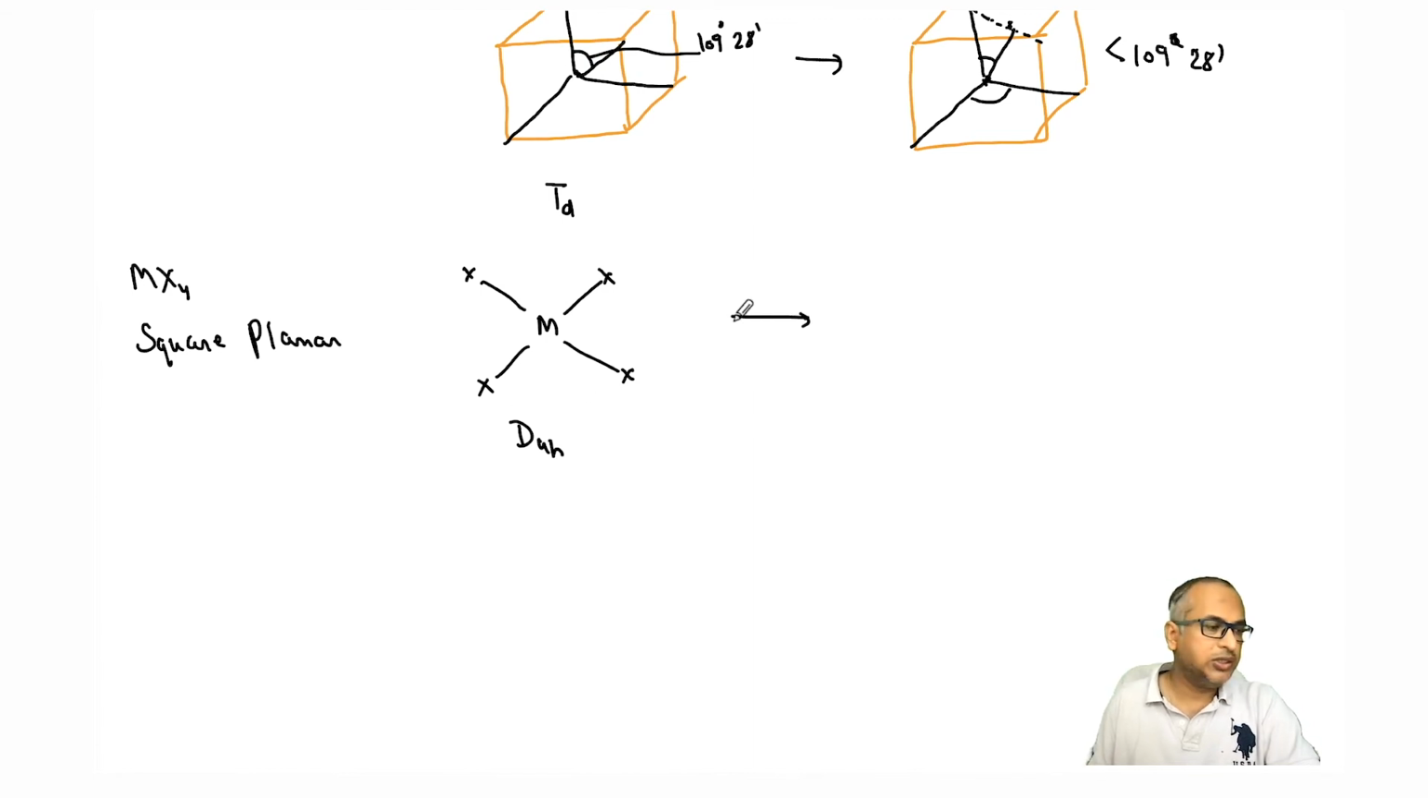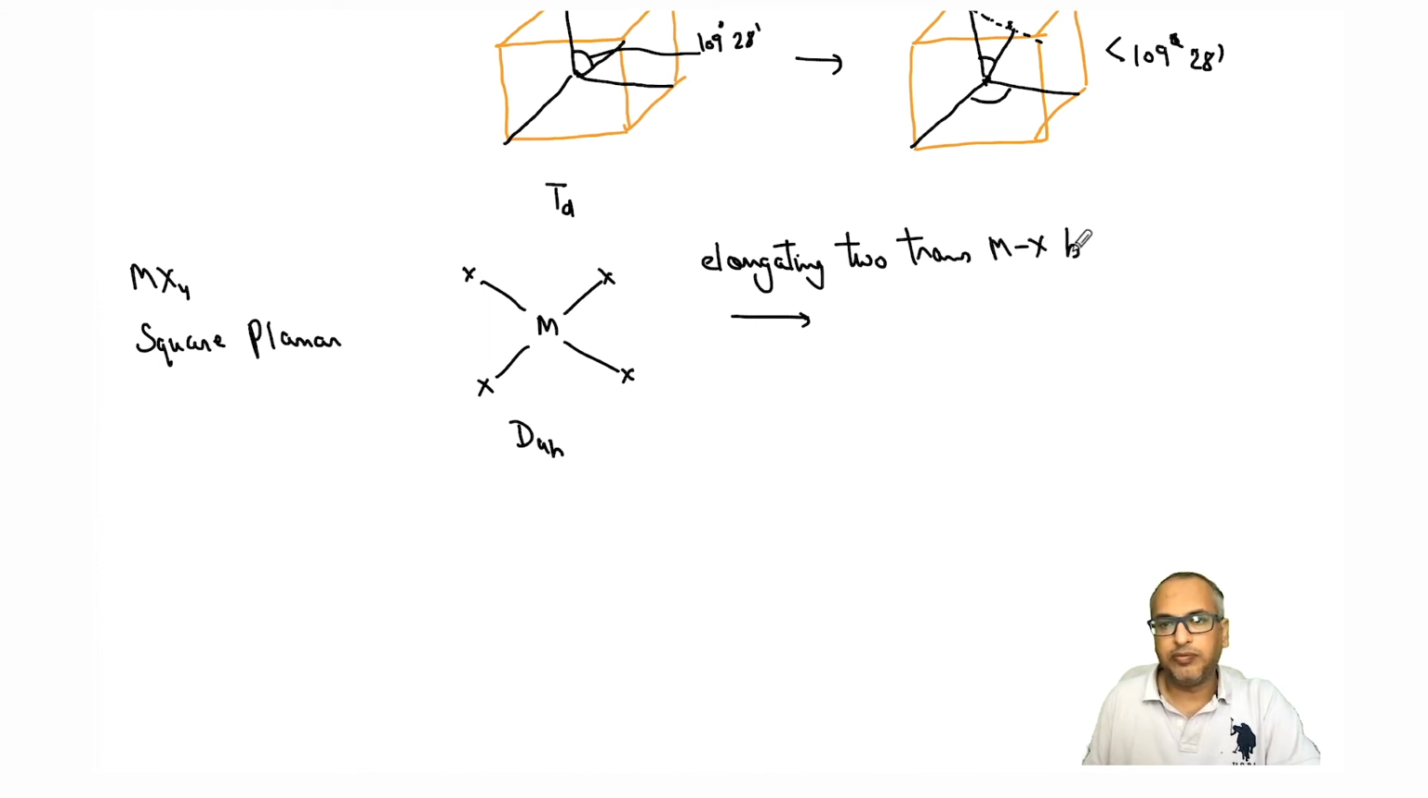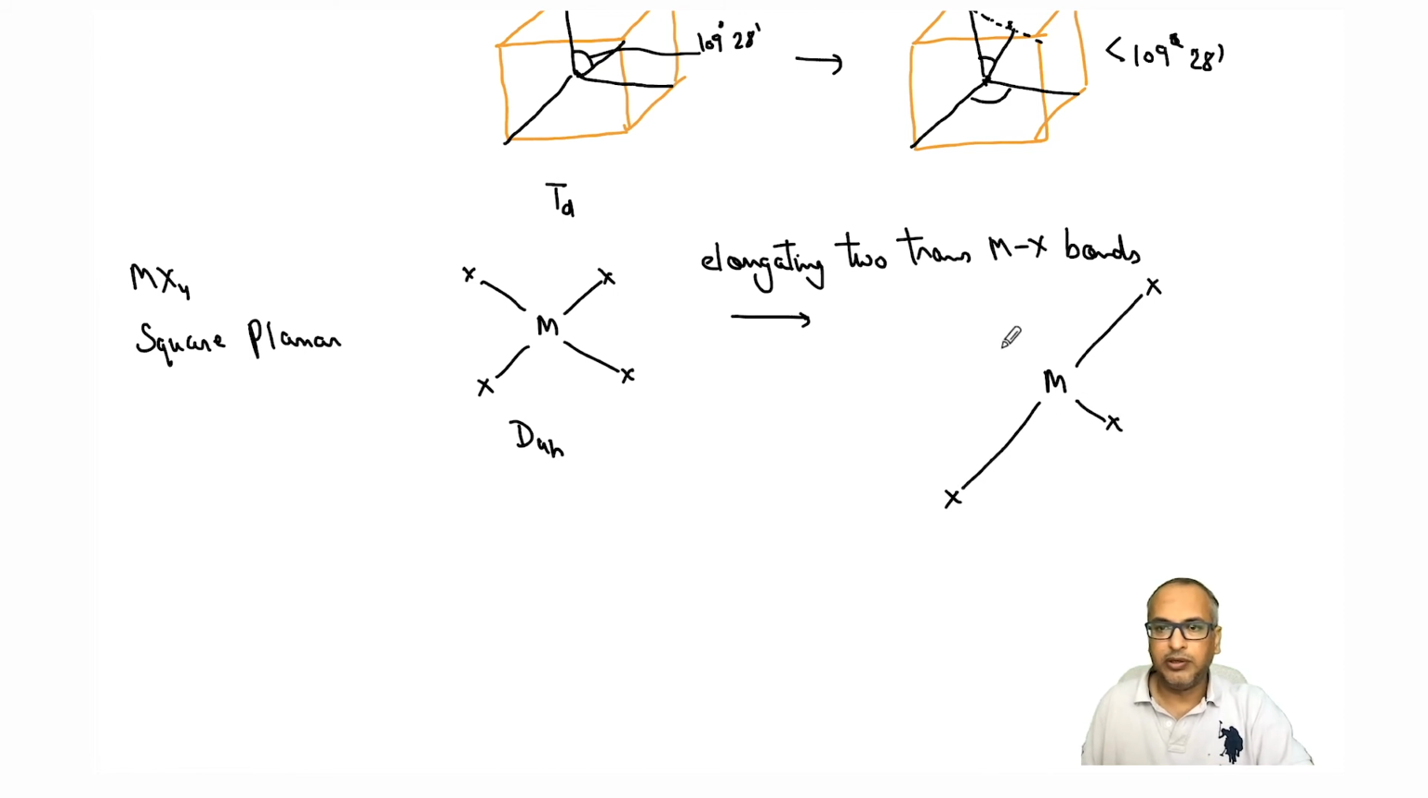And now the distortion is elongating two trans MX bonds. So that means I have to elongate these two, and these two are kept at the same distance. So that would mean my molecule now looks like this. So I have done this distortion. Now how will this thing change? Now what am I left with?